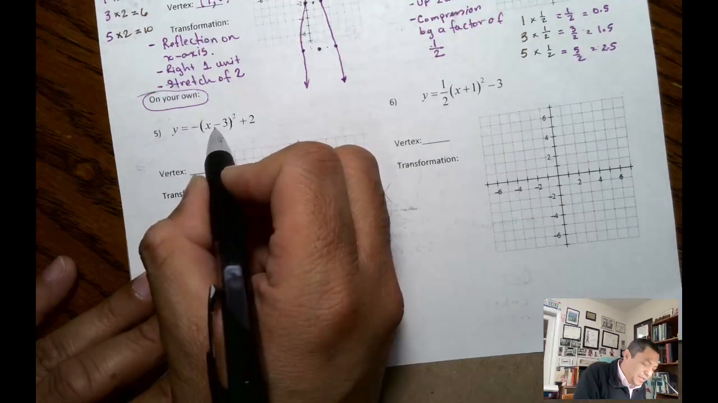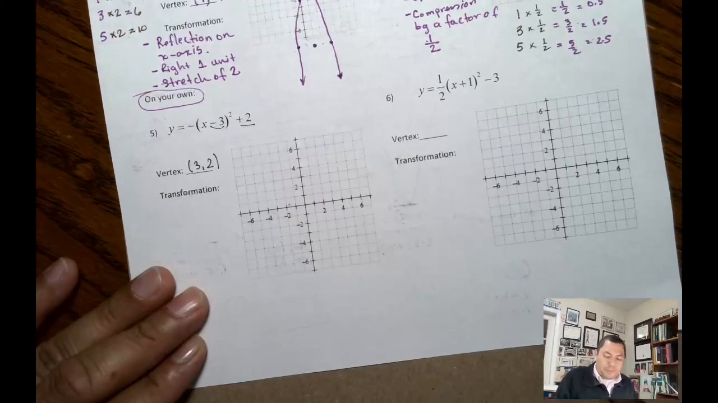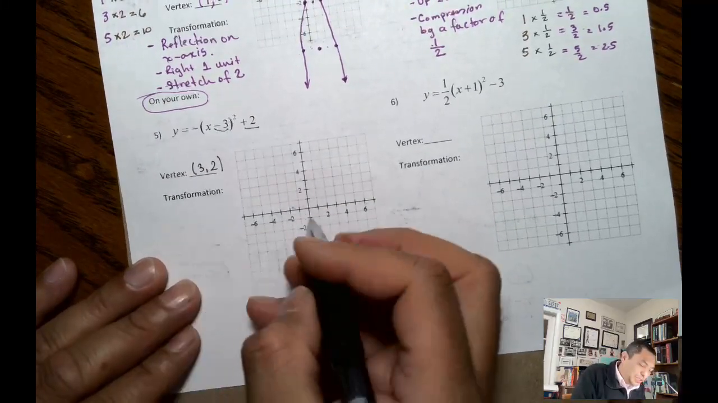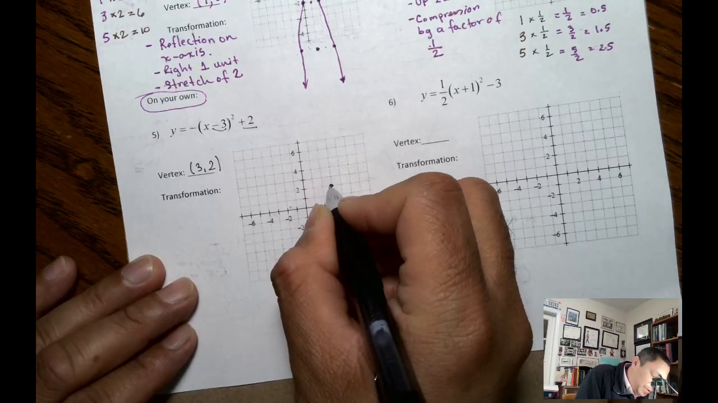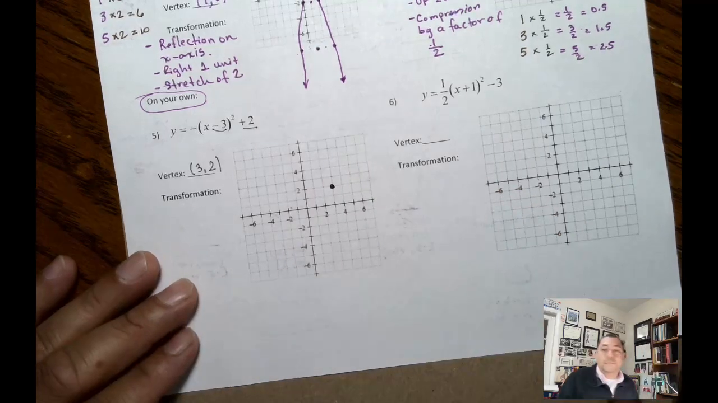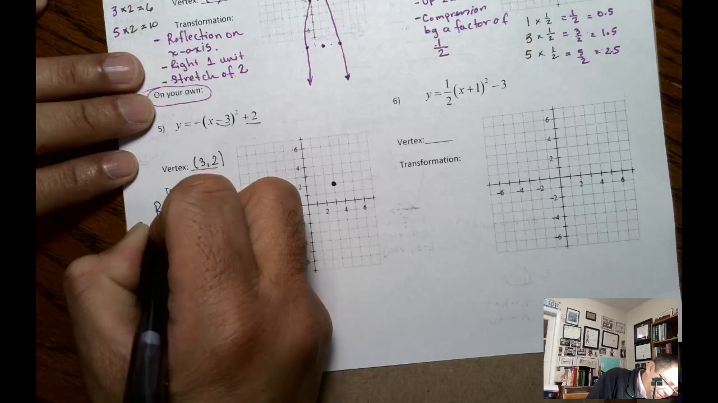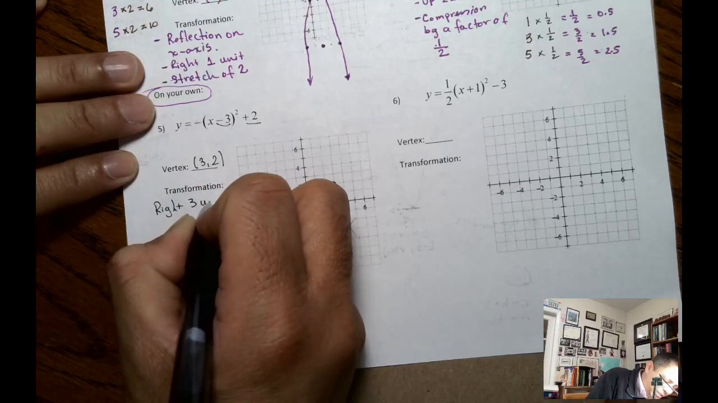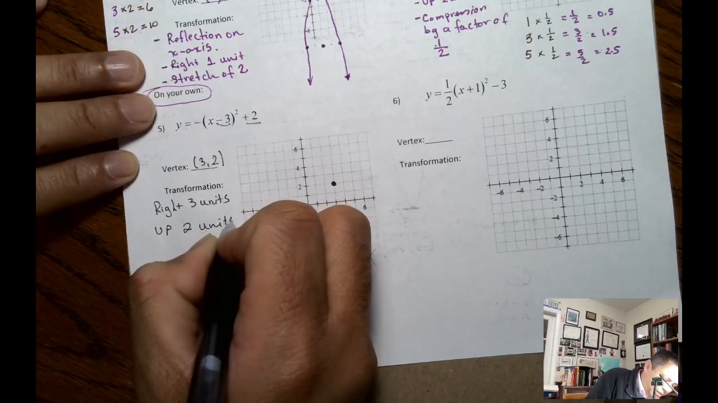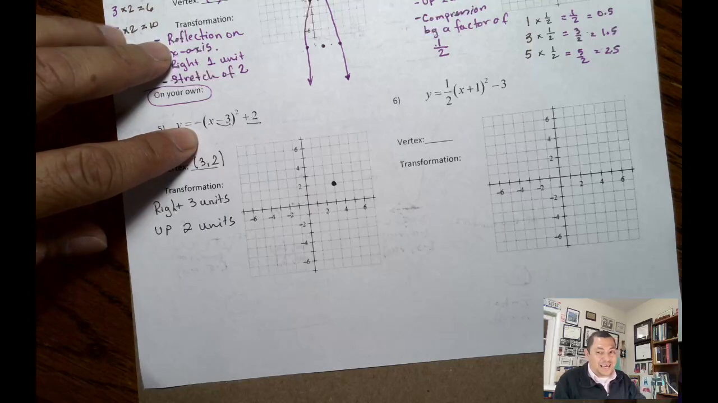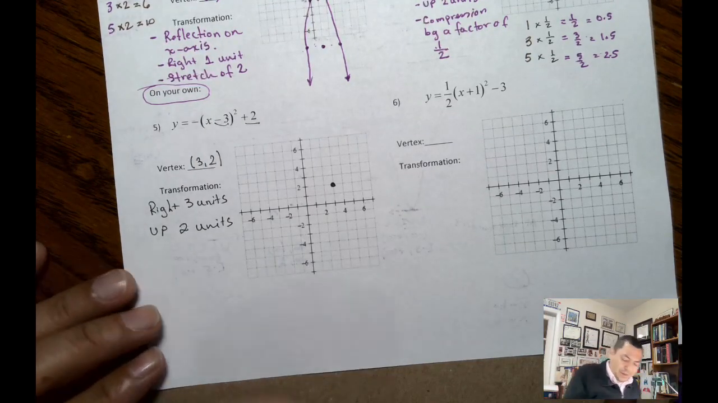What is the vertex? 3 and 2. Now, what's happened? Transformations. This is my vertex, 3 and 2. 3 in x, 2 in y. This graph is moving right 3 units, up 2 units. Then I have a reflection in the x-axis because it's negative, so instead of going up, it's going down.